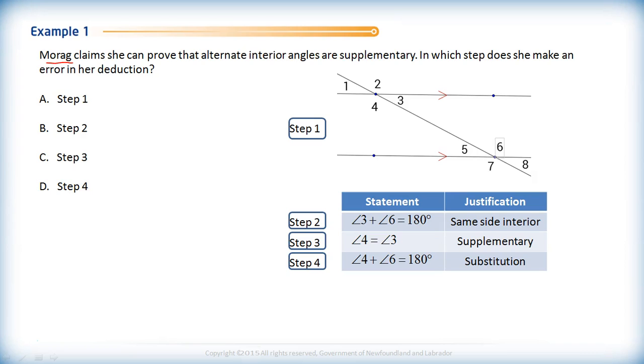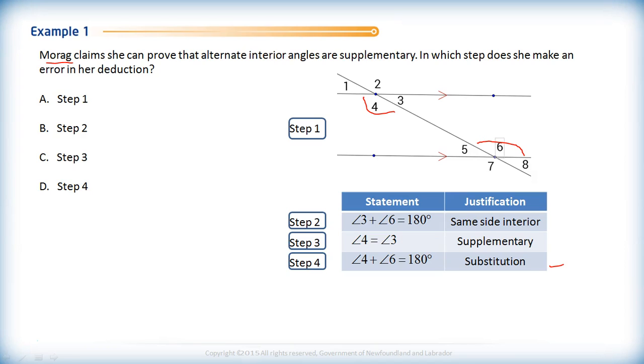So Morag claims that she can prove that alternate interior angles are supplementary. In which step does she make an error in her deduction? Now we know that alternate interior angles should be congruent. And Morag is saying that angle 4 and angle 6, if you see her last step there, should be supplementary. That should be her first error, but we'll run with it and see what happens.